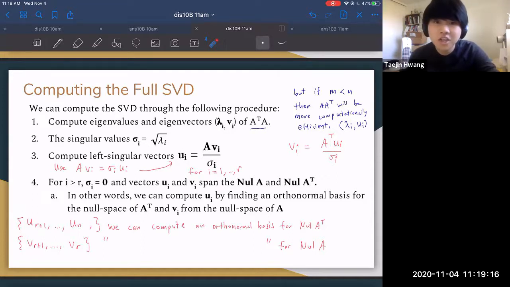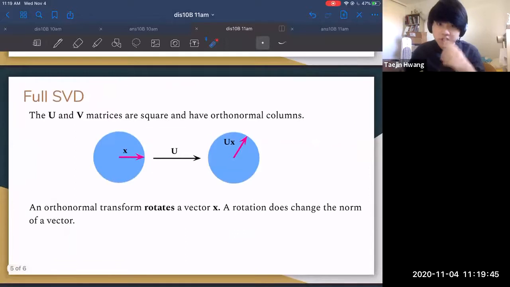But any questions about the entire full SVD computation process here? The most important takeaway here is that you can compute these u_i's and v_i's by computing orthonormal bases for these null spaces. All right. We don't have any questions about this. Let's take a look at the full SVD.